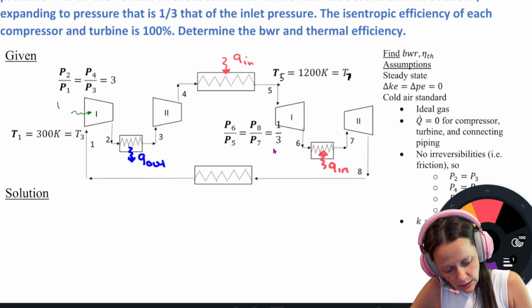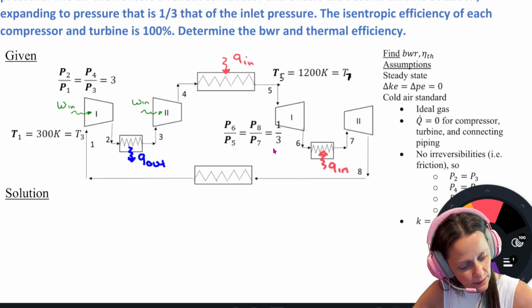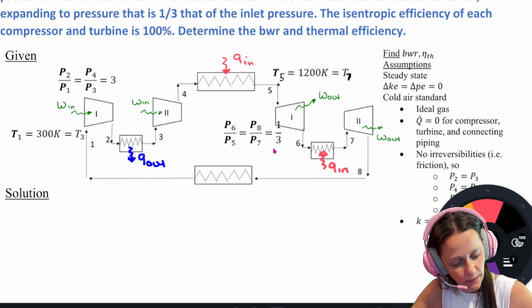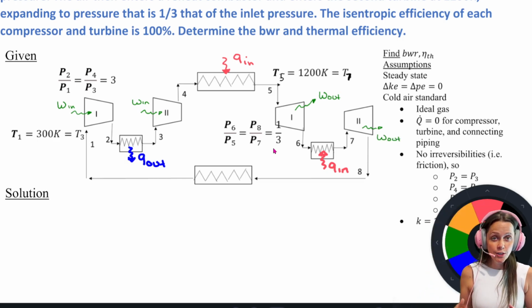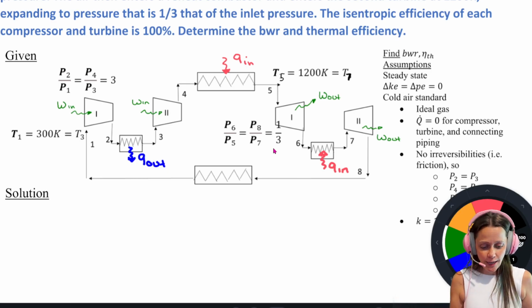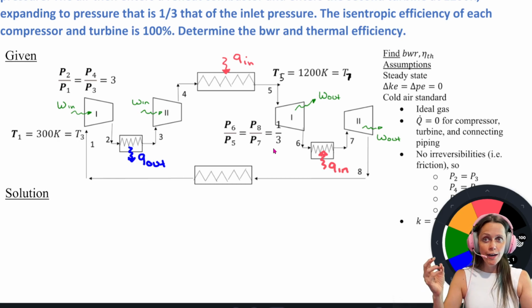This guy is a work in. This guy is a work in. This guy is a work out. This guy is a work out. And the governing equation to figure out the Q ins and the Q outs, so the work ins and the work outs, is just applying that first law, right? So your dE/dt equals Q dot in minus Q dot out, that equation right there.